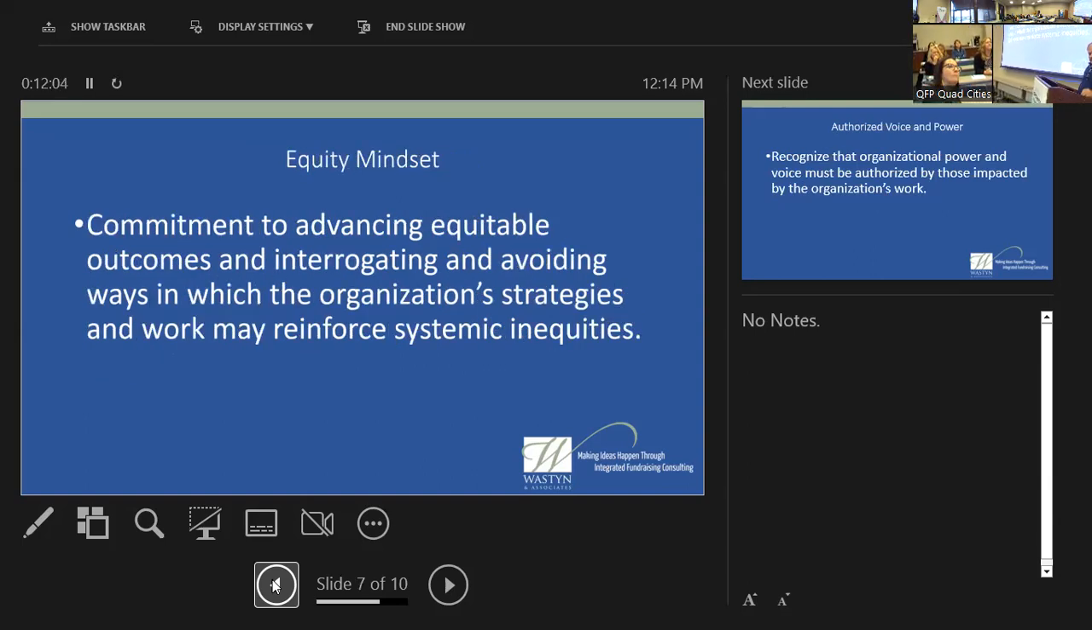Equity mindset: commitment to advancing equitable outcomes, and interrogating in important ways in which the organization's strategy and work may reinforce systemic inequities. There are organizations seeking to lift people out of poverty who pay people a wage in the organization that's full of poverty. For a variety of reasons. I mean, we're not trying to get into that. But then the board should go, wait a minute. What are we doing?